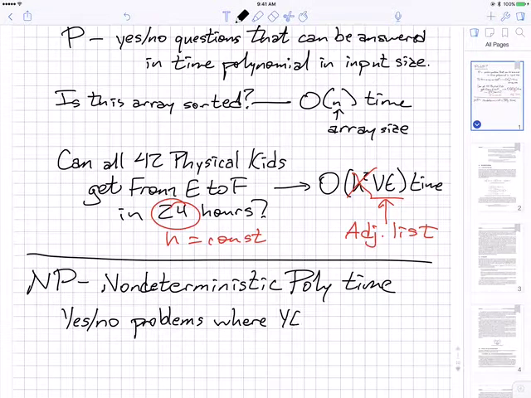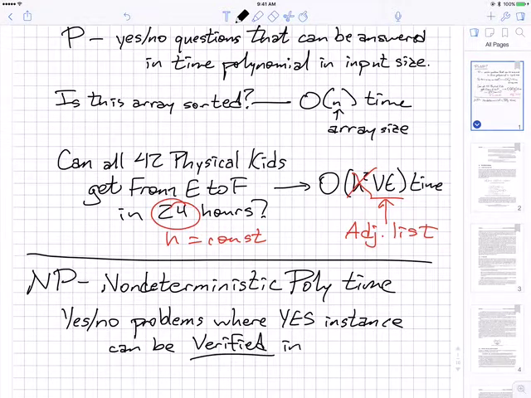where any yes instance can be verified in polynomial time.